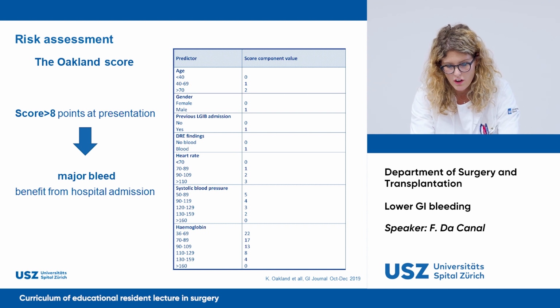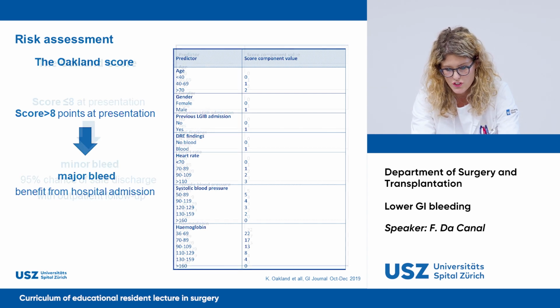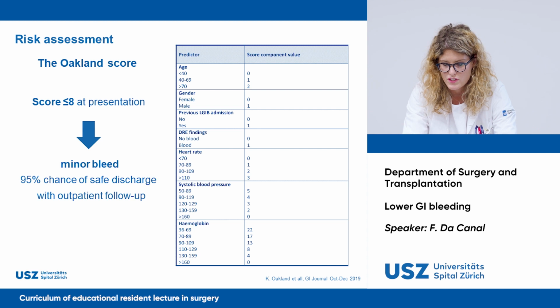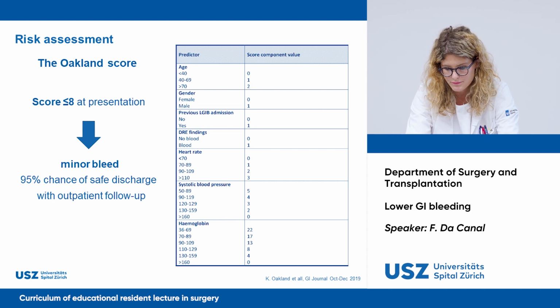In case of an Oakland score greater than 8, the patient will benefit from a hospital admission. And if the score at presentation is lower than 8, we can proceed for a safe discharge with outpatient follow-up.